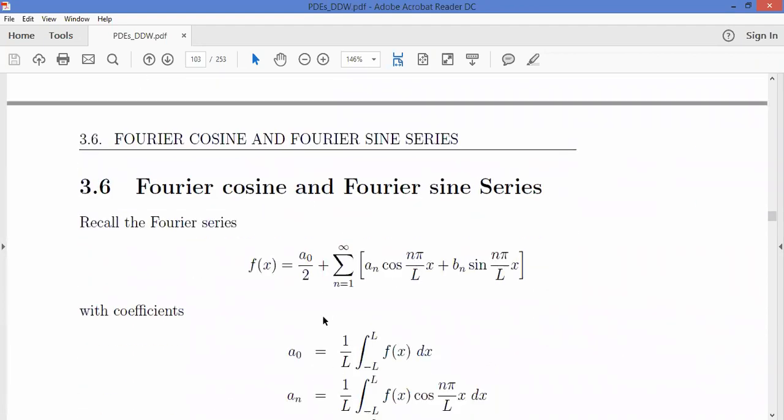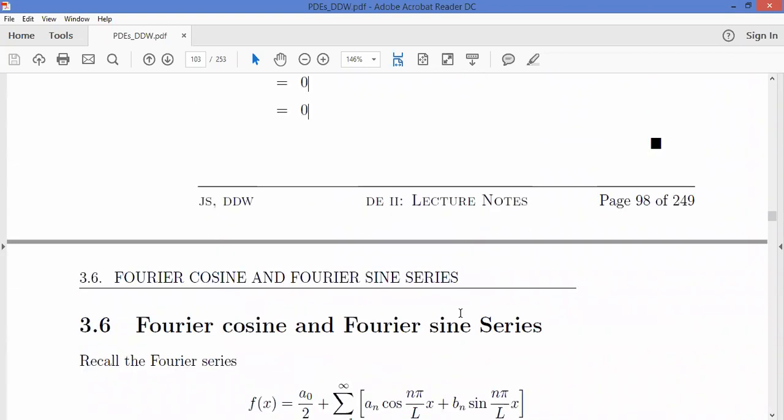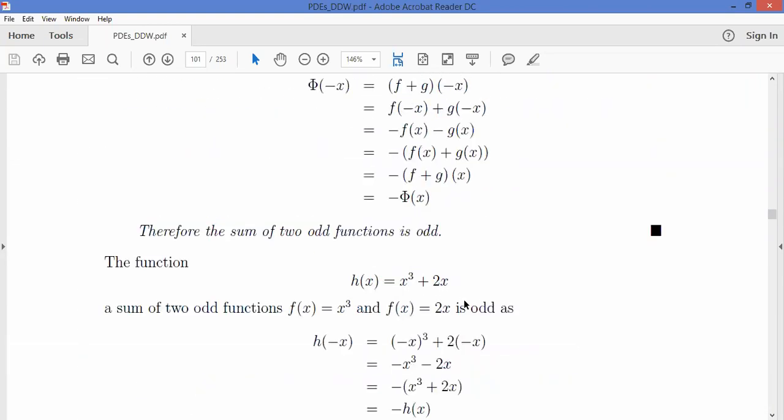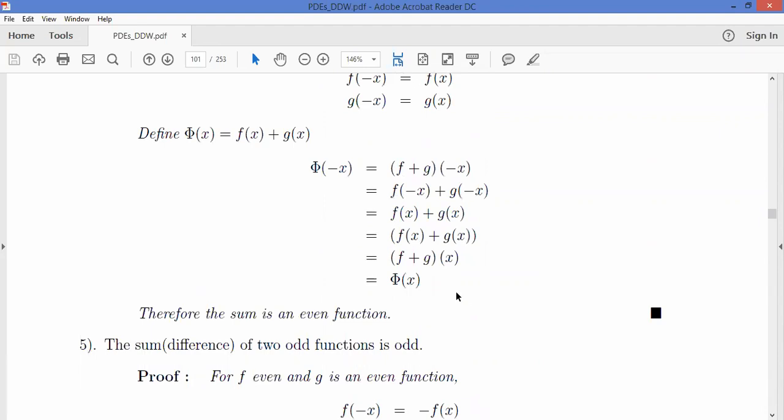Okay. Now, when we talk of Fourier, what we have discussed in these properties is going to be very key in what I'm going to present next, guys.